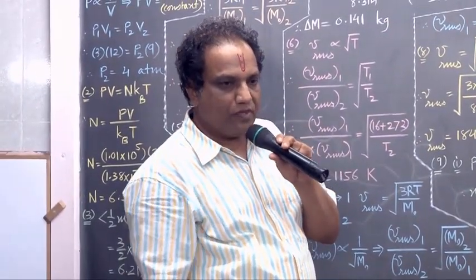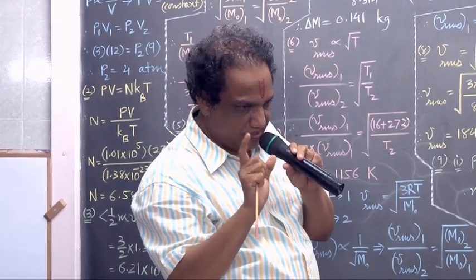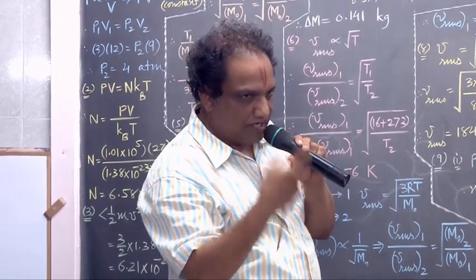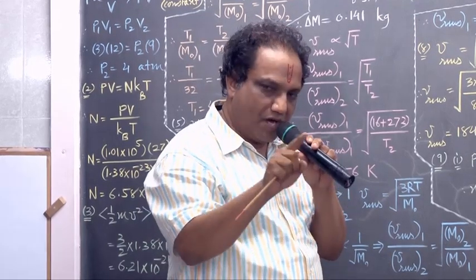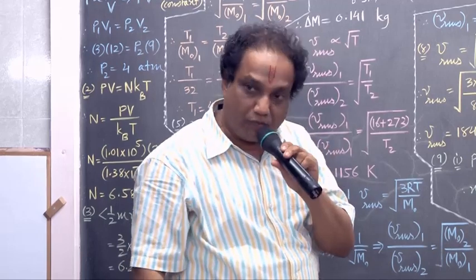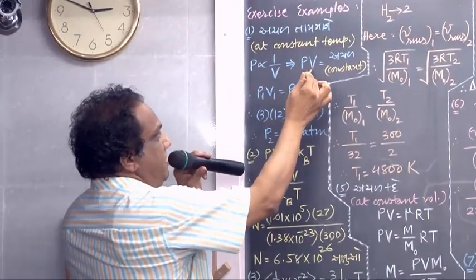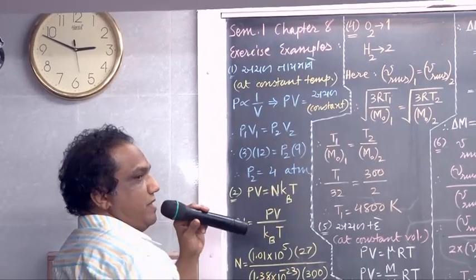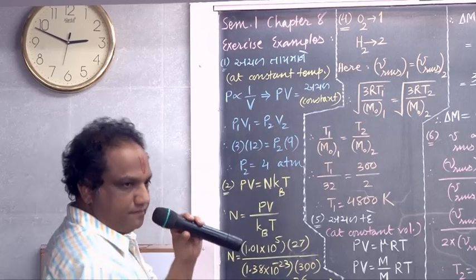What is mu? Number of moles. For a given quantity of gas, mu is constant. Capital R is already constant. You are talking about constant temperature. Mu, R, T, everything is constant. So P into V should remain constant. Now when this product PV remains constant, meaning thereby P1 V1 equals to P2 V2.